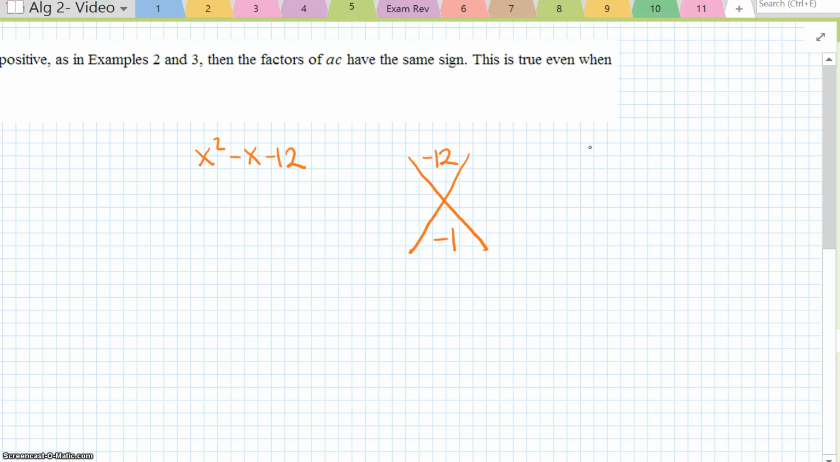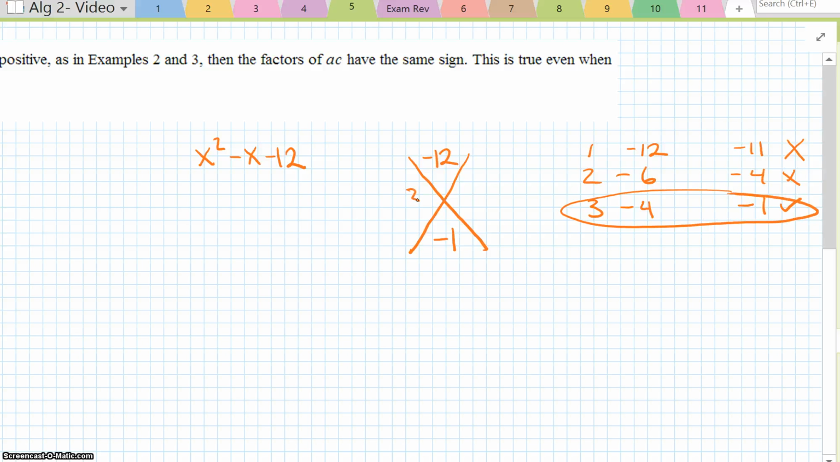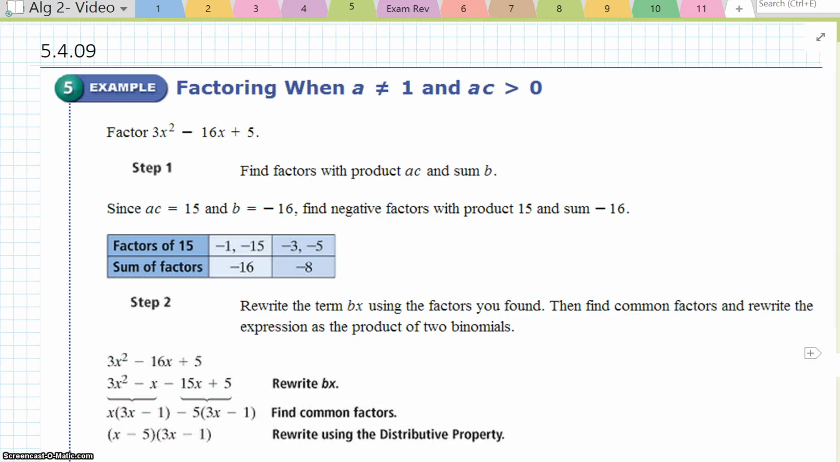Factors of negative 12 where the bigger factor is negative. So 1 and negative 12. That gives me a sum of negative 11. That doesn't work. I go 2, negative 6. That gives me a product of negative 12. The sum is negative 4. That doesn't work. I go 3 and negative 4. That gives me a product of negative 12. That gives me a sum of negative 1. So that's it right there. Bingo. So 3 and negative 4. My A value is 1, so we can skip a step and just say it's x plus 3 times x minus 4. Okay? All right, moving on.